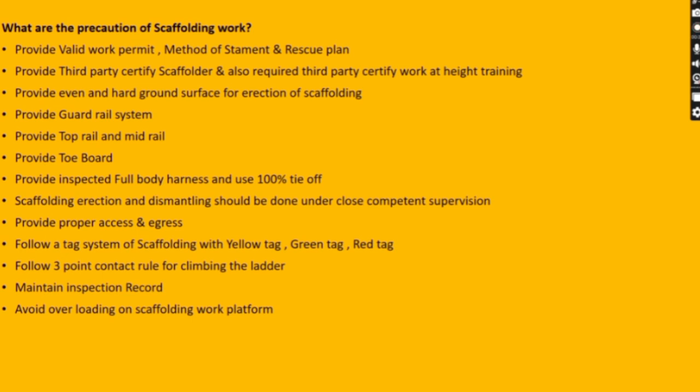Scaffolding erection and dismantling should be done under close competent supervision, provide proper access and egress, follow a tag system of scaffolding with the yellow tag, green tag and red tag, follow 3-point contact rule for climbing the ladder of scaffolding, maintain an inspection record, avoid overloading on a scaffolding work platform.